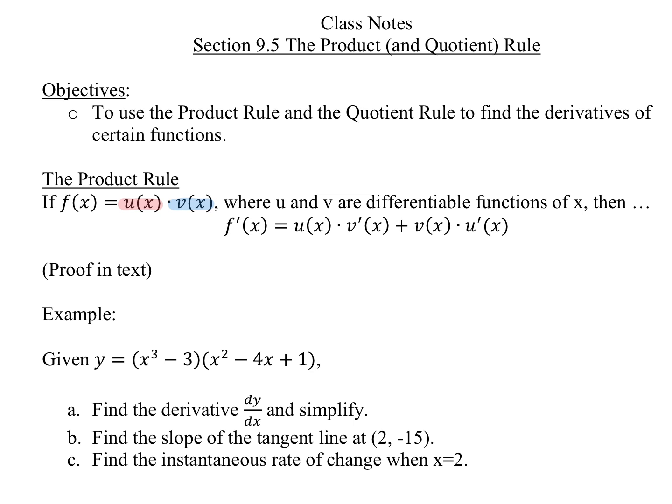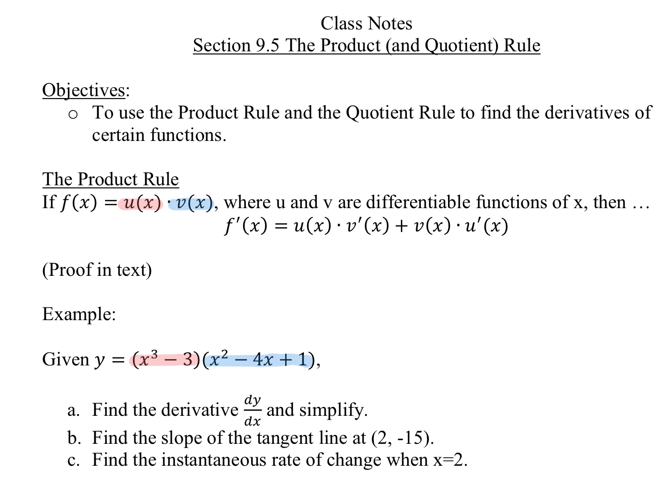For instance, if we look down at this first example, we have our first function, and then we have our second function, and because they're being multiplied together, the product rule is going to apply. Now, what does the rule say? It says if you want to take the derivative of the function, then the way we do this is we start with the first function multiplied by the derivative of the second function, and then we add on the second function times the derivative of the first function.